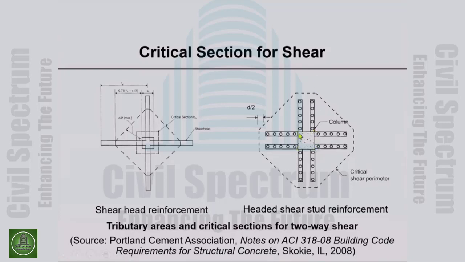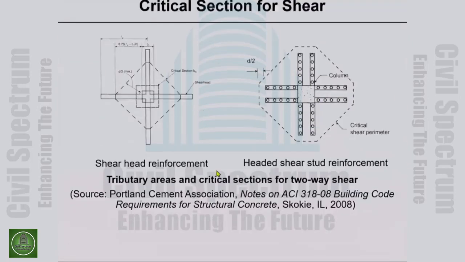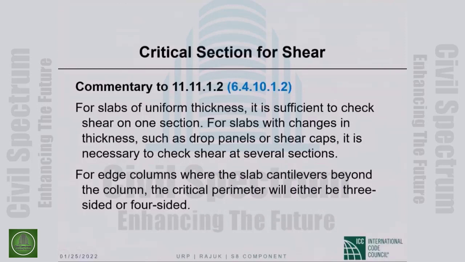Anyway, there is the column, and then there is headed shear stud reinforcement. These are called stud rails. The story here is where the reinforcement is discontinued, around that, there is a critical section to be considered. Okay. And this headed shear stud reinforcement, as I said, we will talk quite a bit about. Critical section for shear: for slabs of uniform thickness, it is sufficient to check shear on one section.